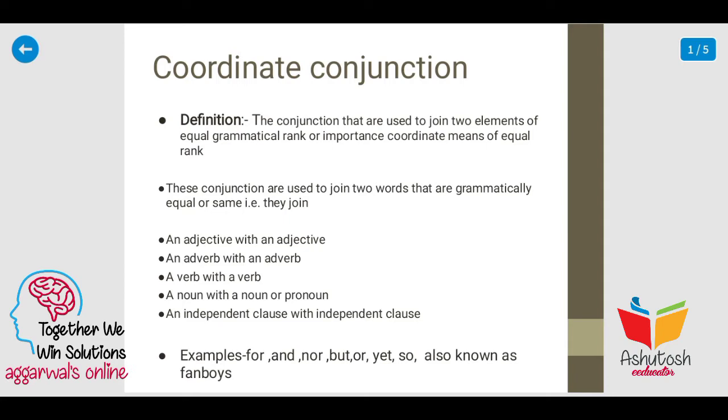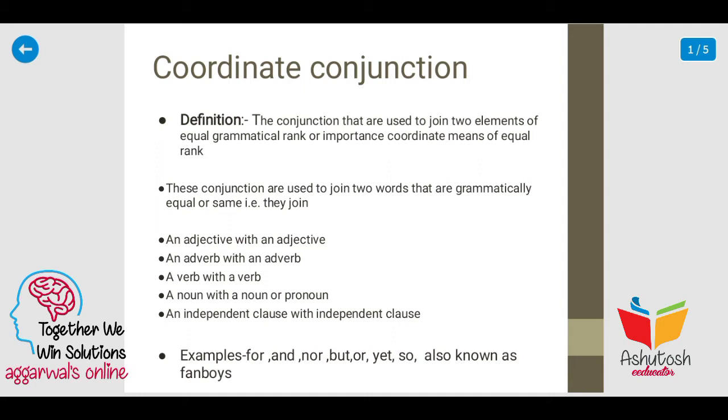The meaning of this line is coordinate conjunctions are always used to join those elements of English grammar that are used similarly in terms of grammar. It always joins those words, phrases or clauses which are similar in terms of grammatical value and grammatical importance. They don't join those words or phrases that are not similar in terms of grammar.